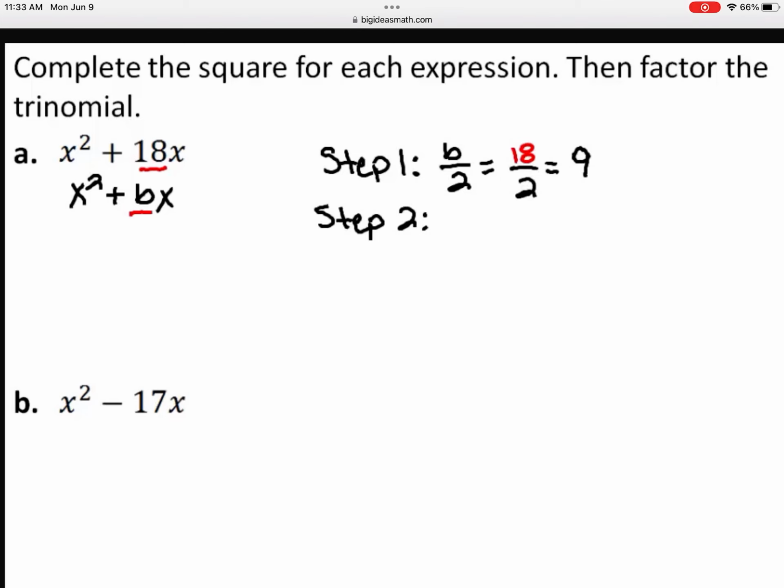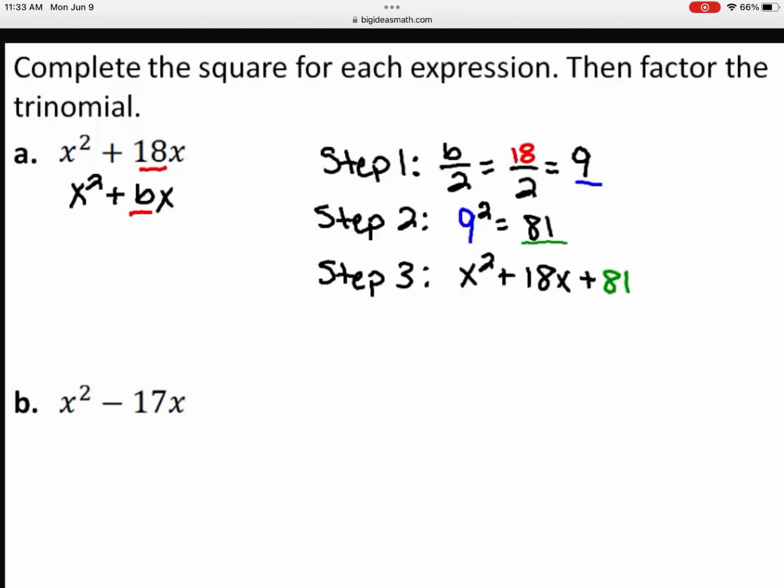Step 2. Square the result from step 1. So you have 9 squared, which equals 81. Step 3. Add the result from step 2 to x squared plus bx. Because x squared plus bx is x squared plus 18x, you have x squared plus 18x plus 81. So completing the square for this expression results in x squared plus 18x plus 81, which is a perfect square trinomial and factors as the quantity x plus 9 squared.